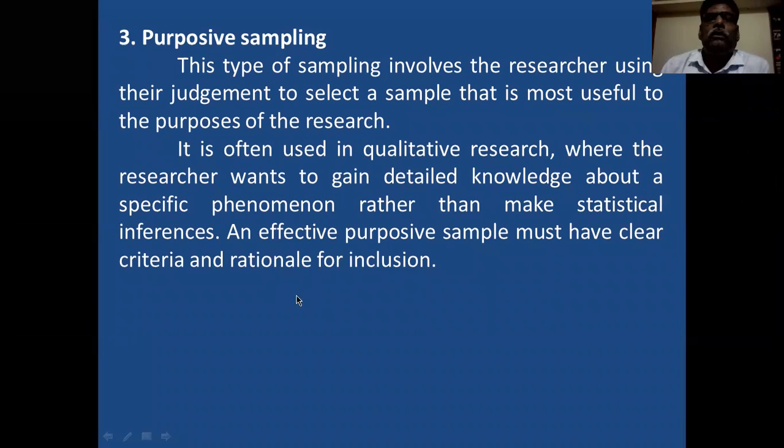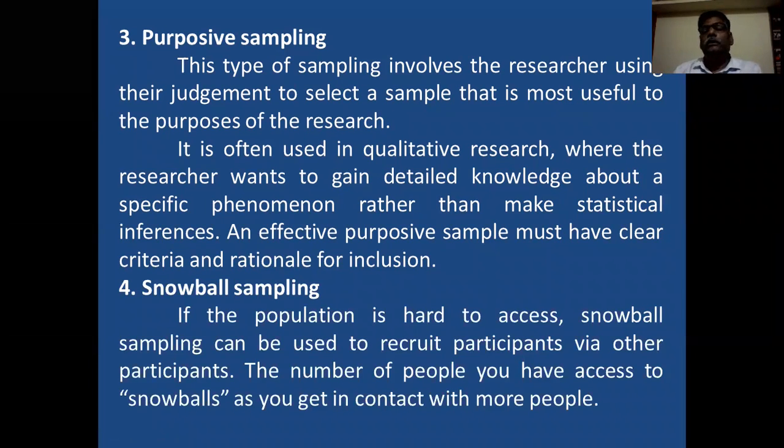The next method of non-probability sampling is snowball sampling. What is snowball sampling? If the population is hard to access, in some cases it is not possible to access the population and it is not possible to get the required information from the concerned people or concerned members of the group.